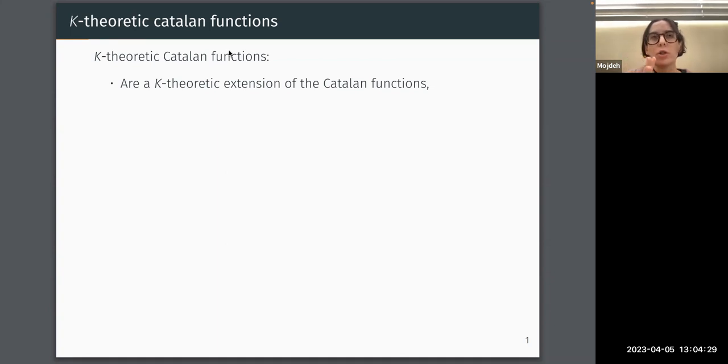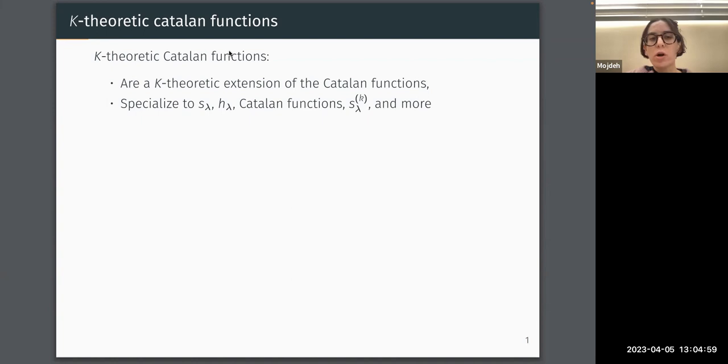And the Katalan functions were studied because of their relationship to K-Schur functions in part, as well because of their relationship to the Euler characteristic of vector bundles, but I'm not really going to dive into any of that. I just wanted to say that if you're familiar with the Katalan functions, what we're looking at is a K-theoretic extension of that story. So what else can I say about them that is a little bit less lofty?